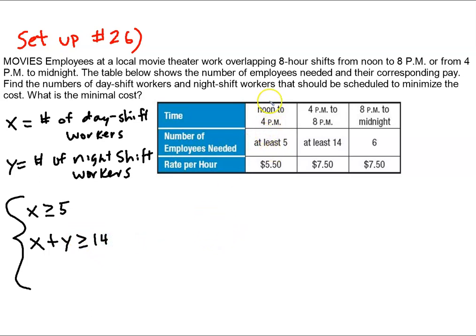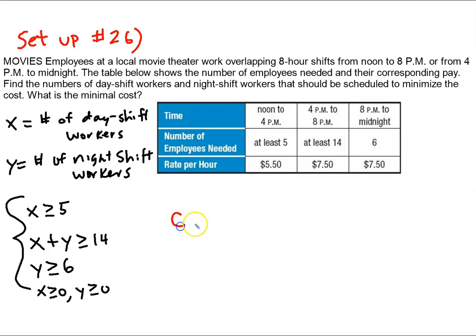All right, so we have an inequality to represent this period of time, and now this is strictly night shift from 8 o'clock to midnight, and we need 6 of those. And then we've got the constraints that we typically have with linear programming. We will not have negative quantities of either one of these. Okay, so that's the system of constraints. I'm going to let you graph it, and then let's go ahead and come up with the cost function, because this one takes a little bit of thought as well.